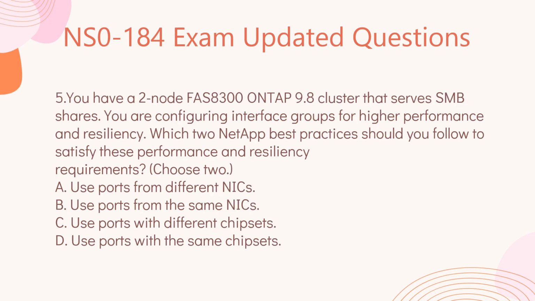5. You have a 2-node FAS 8300 ONTAP 9.8 cluster that serves SMB shares. You are configuring interface groups for higher performance and resiliency. Which 2 NetApp best practices should you follow to satisfy these performance and resiliency requirements? Choose 2. A. Use ports from different NICs. B. Use ports from the same NICs. C. Use ports with different chipsets. D. Use ports with the same chipsets.